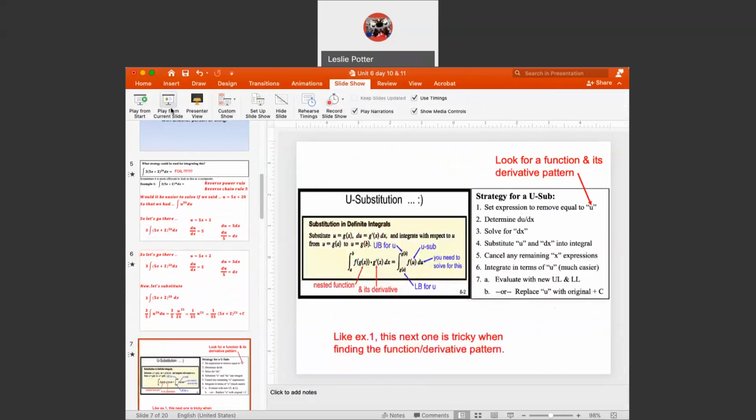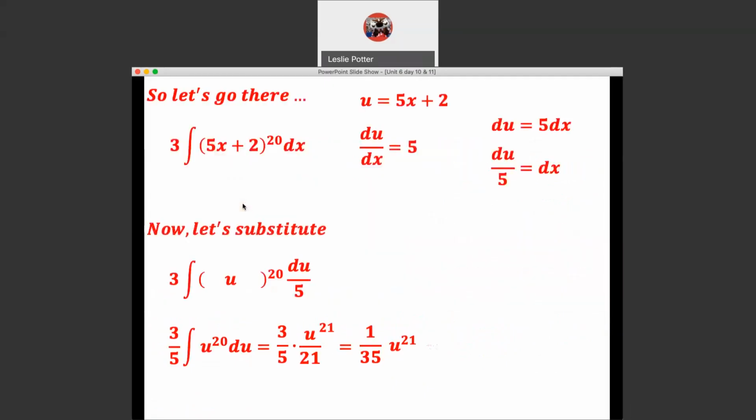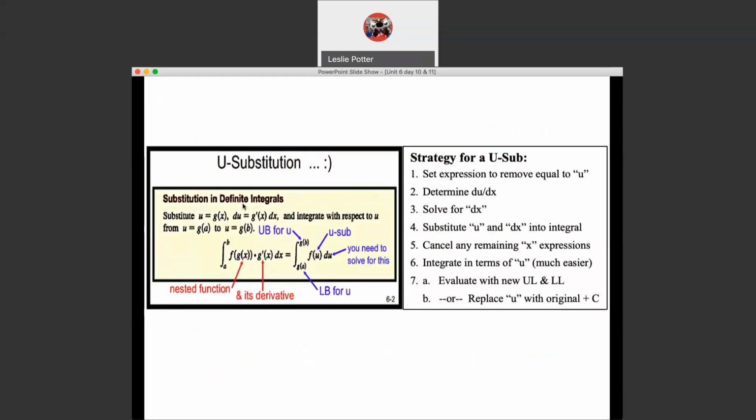So hopefully me stopping the presentation and putting that correction in will help you remember to do that on each antiderivative question. Okay, so let's formally look at what's going on here. So typically substitution involves finding a pattern that looks like this, a nested function and its derivative. Now the one we just got done doing had the nested function, but it didn't have the derivative out here. Remember, the derivative was 5.